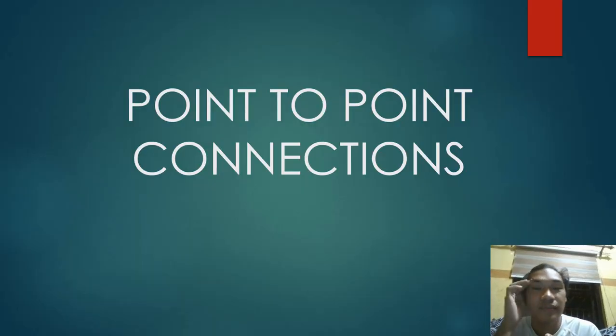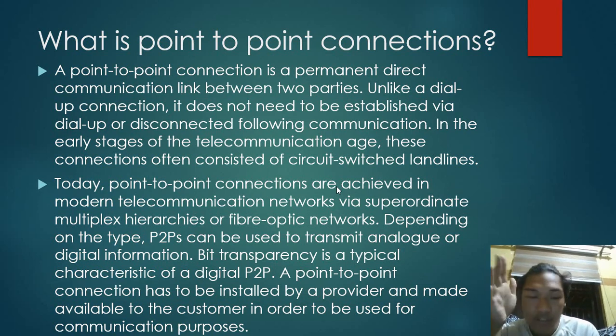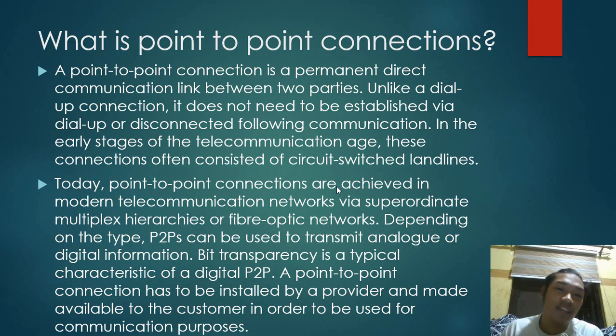Point-to-point connections. What is a point-to-point connection? A point-to-point connection is a permanent direct communication link between two parties. Unlike a dial-up connection, it does not need to be established via dial-up or disconnected following communication. In the early stages of the telecommunication age, these connections often consisted of circuit switch landlines. Today, point-to-point connections are achieved in modern telecommunication networks by superordinate multiplex hierarchies or fiber optic networks.